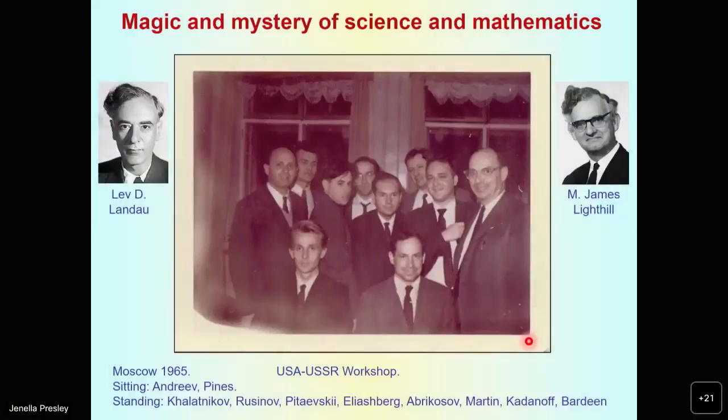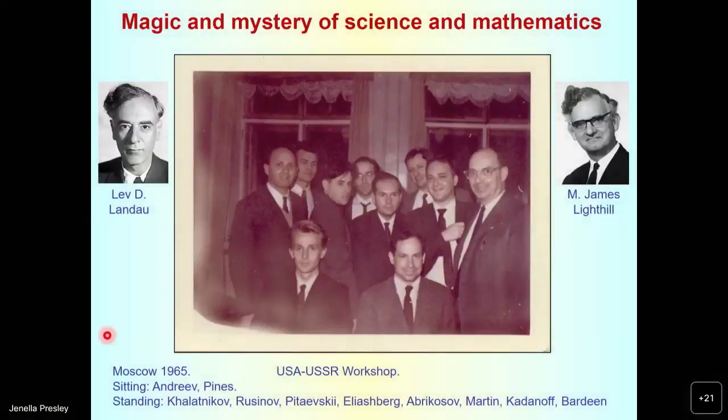This is a very ancient picture. It's Moscow, 1965. I don't know whether it's good to show this picture these days, but in any case, it's history, right? So it's a United States-USSR workshop. And people who are sitting here are Andreev and also Pines. And people who are standing here are Khalatnikov, who was the founder of the Landau Institute for Theoretical Physics, Rusinov. Then Pitaevsky, of the Gross-Pitaevskii equation. Then this is Abrikosov, Nobel Prize laureate, Kadanoff, and Bardeen.